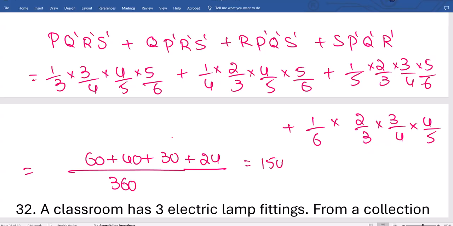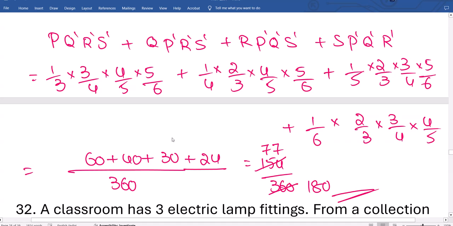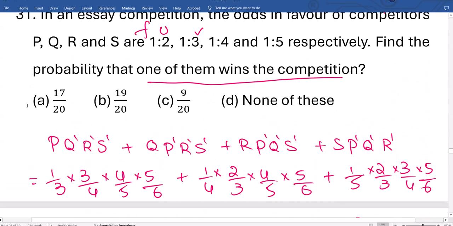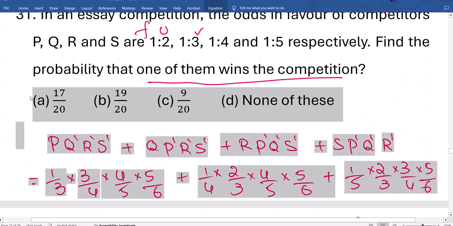154 divided by 360. We can divide by 2, this is 77 by 180, that is the answer. Only one should win. If P wins, Q, R, S should lose. Ignore the options, as mentioned in the previous session also, that's the issue. You can go for none.